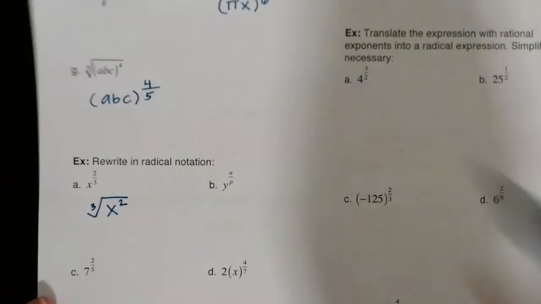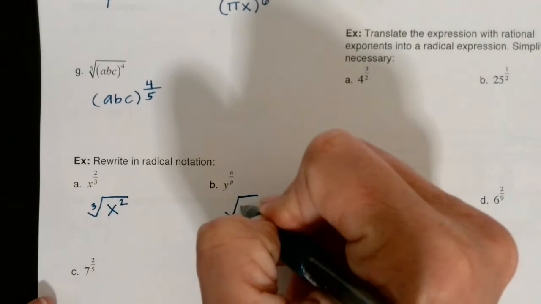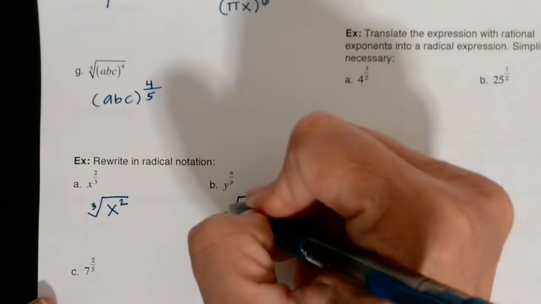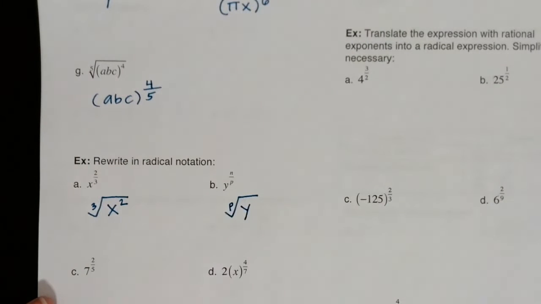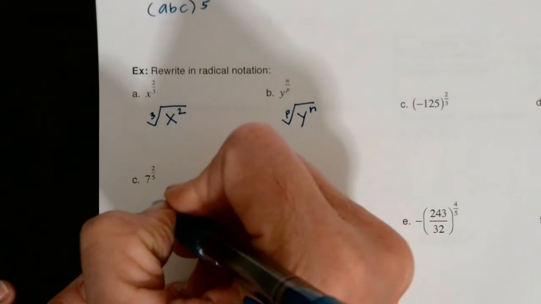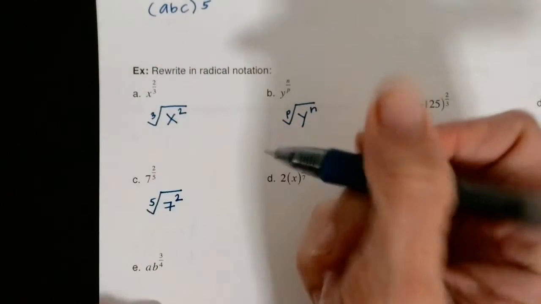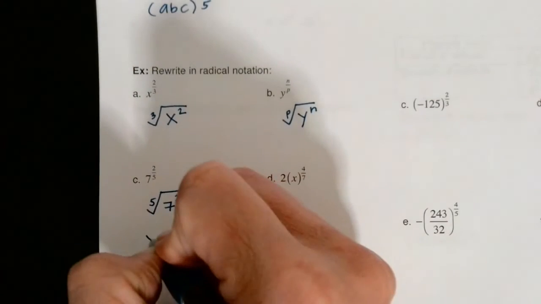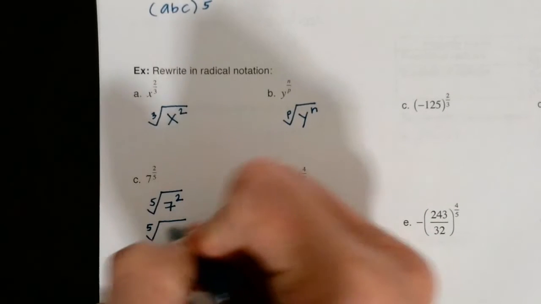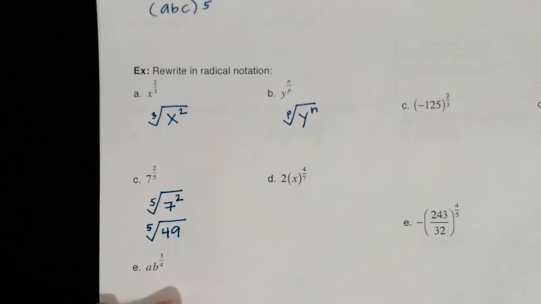Okay, moving on to B. Oh my gosh, it's all letters, but we're good with it because we know the pattern. y is the base, it goes underneath. p is the root because it's on the bottom of the fraction, just like roots are on the bottom of trees, and then raised to the n power. Okay, next one we have the base of 7, the root of 5, and it's raised to the 2nd power. So now we can actually write this as the 5th root of 49. So you would say the 5th root of 49 for that one.